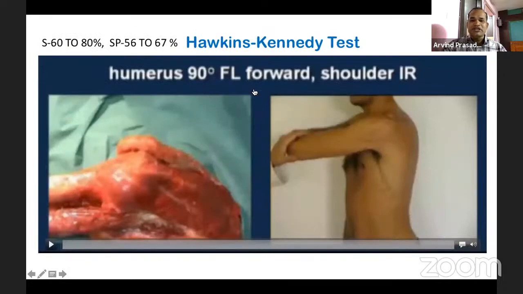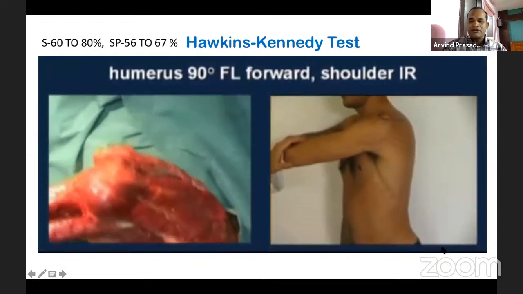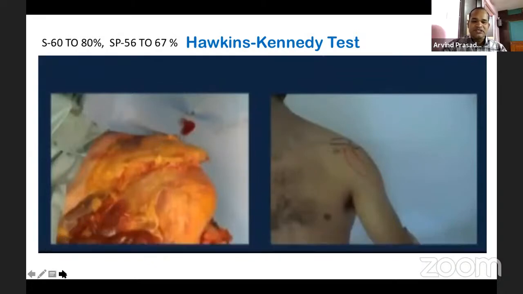Next is the Hawkins-Kennedy test. It is done with 90 degrees of flexion of the arm with full internal rotation of the shoulder joint, looking for any pain there. The test is positive if there is pain or weakness in this case. So this is the Hawkins-Kennedy test.